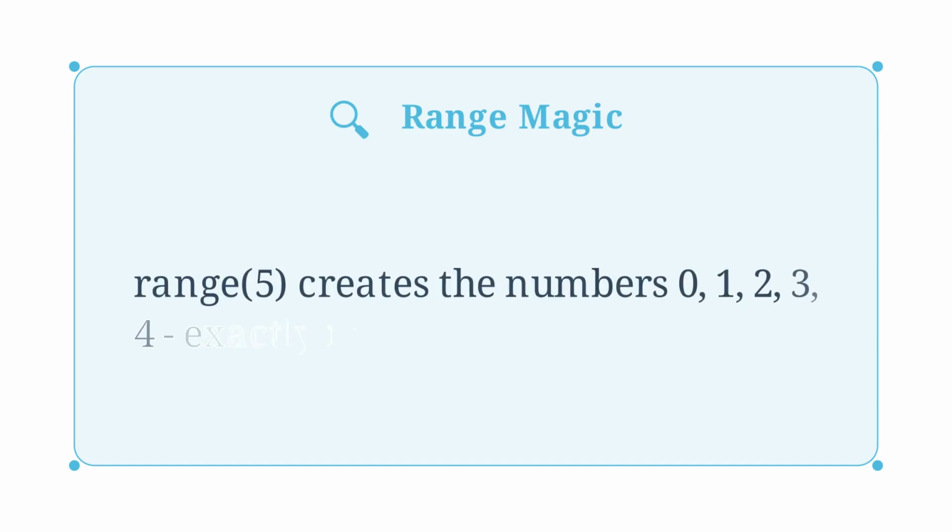Check out something super important. range(5) creates 5 numbers: 0, 1, 2, 3, 4. Notice it starts at 0 and stops before 5.